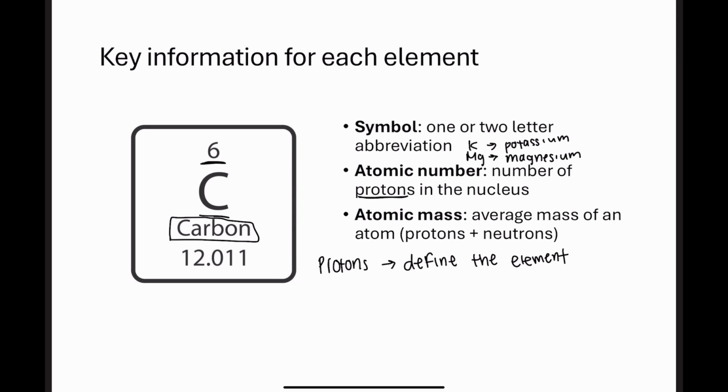And the next thing that we see in the boxes is the atomic mass. The atomic mass for carbon is 12. And atomic mass is described in the units of Daltons or AMU, atomic mass units.